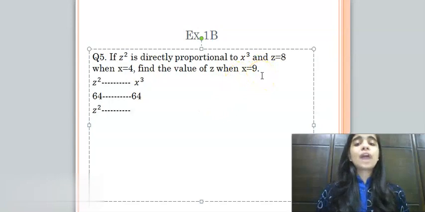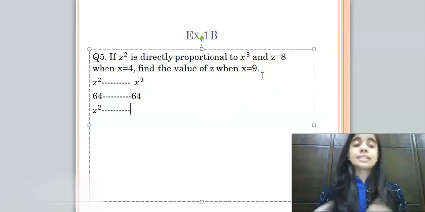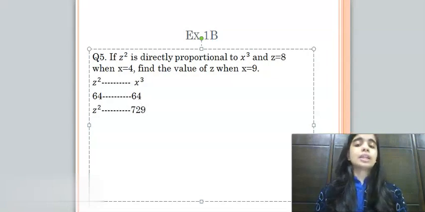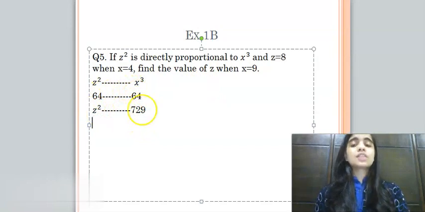So we need to find out what 9 cube is, because again the relationship is between z square and x cube, not z and x. So 9 cube is 729. Now we don't know z square, so we will cross multiply. So of course when it's 64 to 64, z square will also be 729.